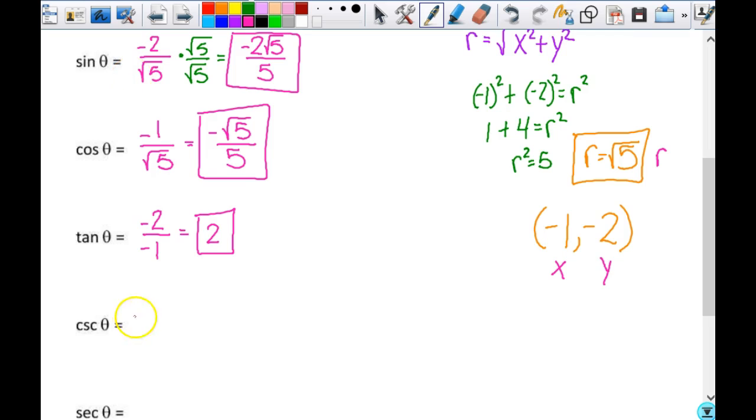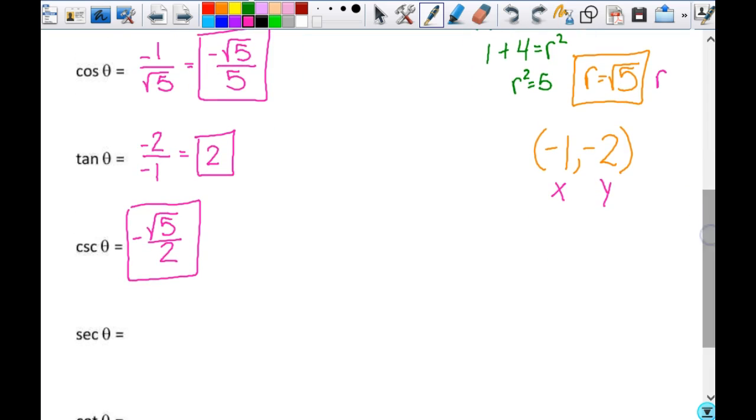So that's just going to give me negative square root of 5 over 2, which is what I would get if you just know that cosecant is the radius over the y value. So I'd have square root of 5 over -2. That's where it's going to come from. Okay, so let's look at secant that way. Secant is the reciprocal of cosine. Cosine is x over r, which means secant is r over x. So r is square root of 5 over x, which is -1. So that's just a negative square root of 5.